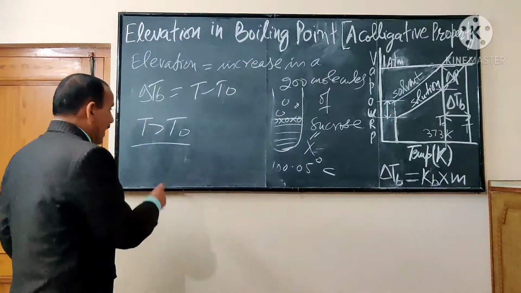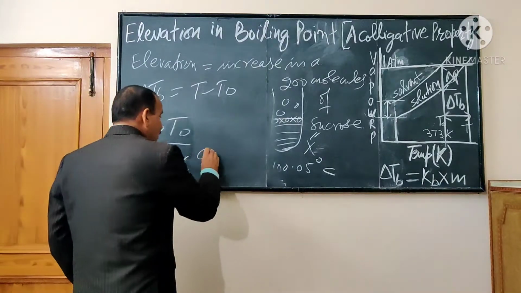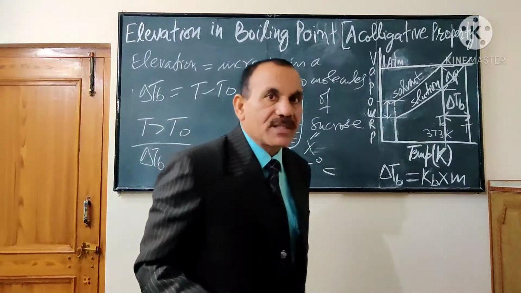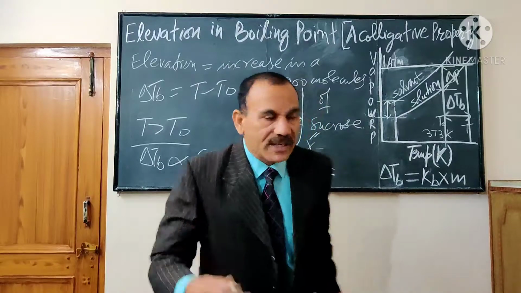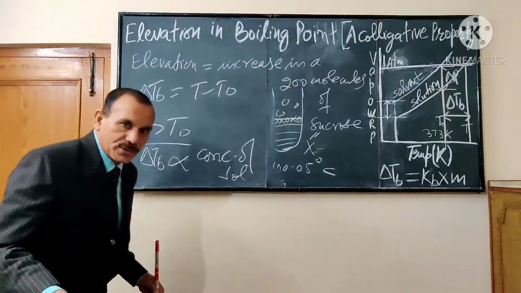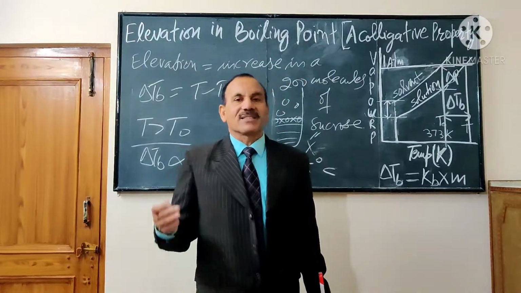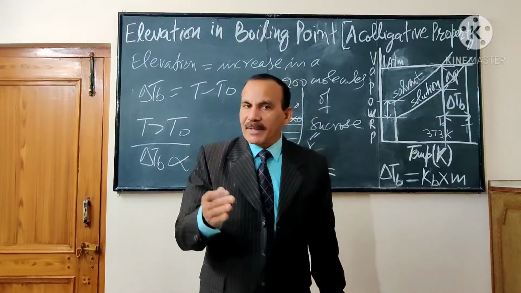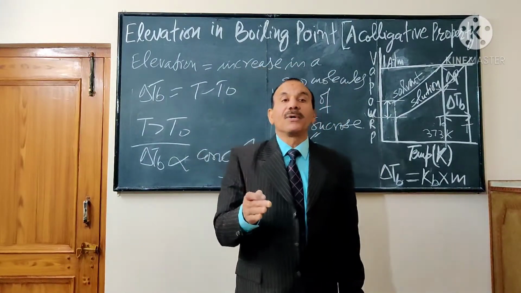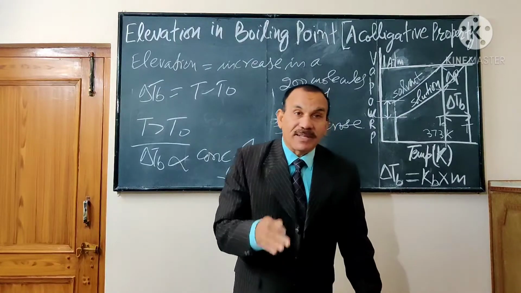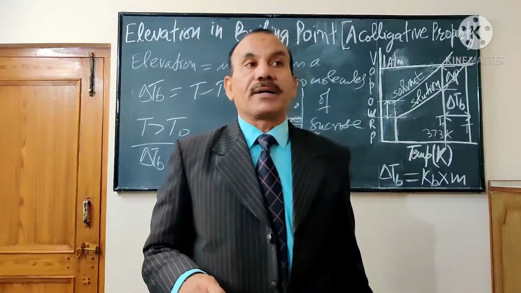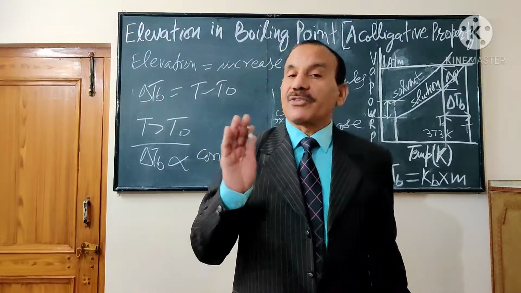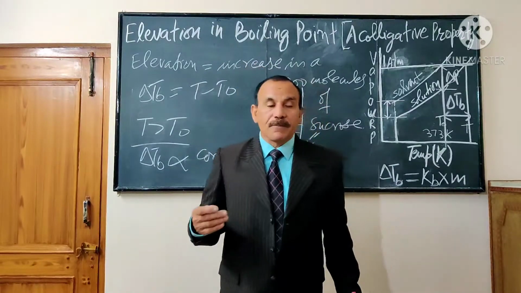And practically it is found that the increase in boiling point is proportional to the concentration of the solution. Higher the concentration means higher the amount of solute, and more is the increase in the boiling point of the solution. This is very, very important. And here the concentration is taken in terms of molality. Molality means the number of moles of solute present in 1000 gram solvent. The number of moles of solute present in 1000 gram solvent is known as the molality of the given solution.